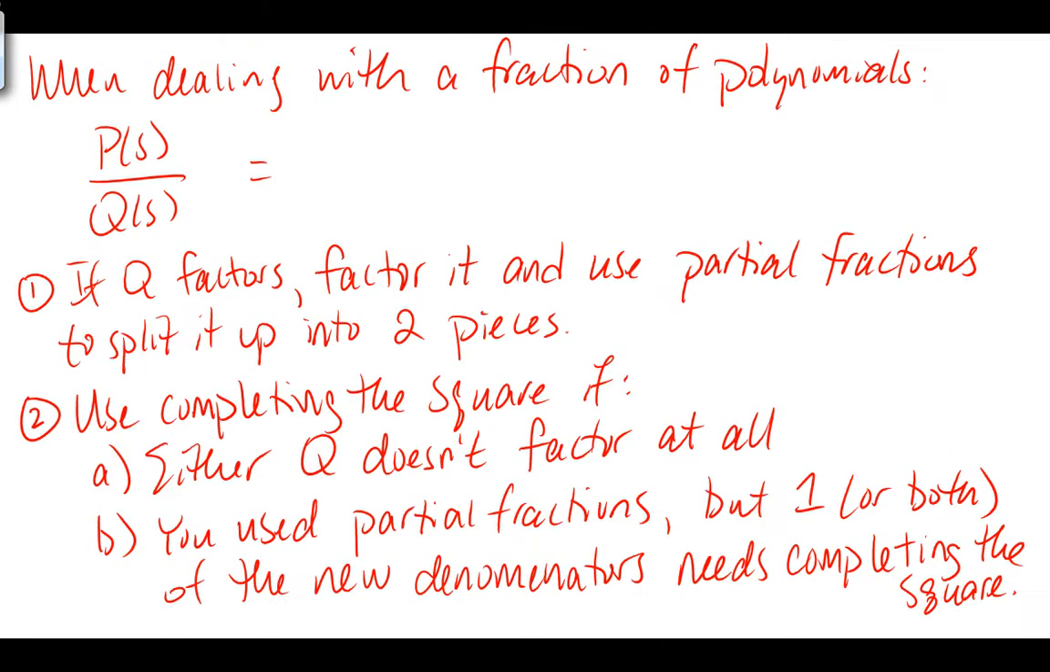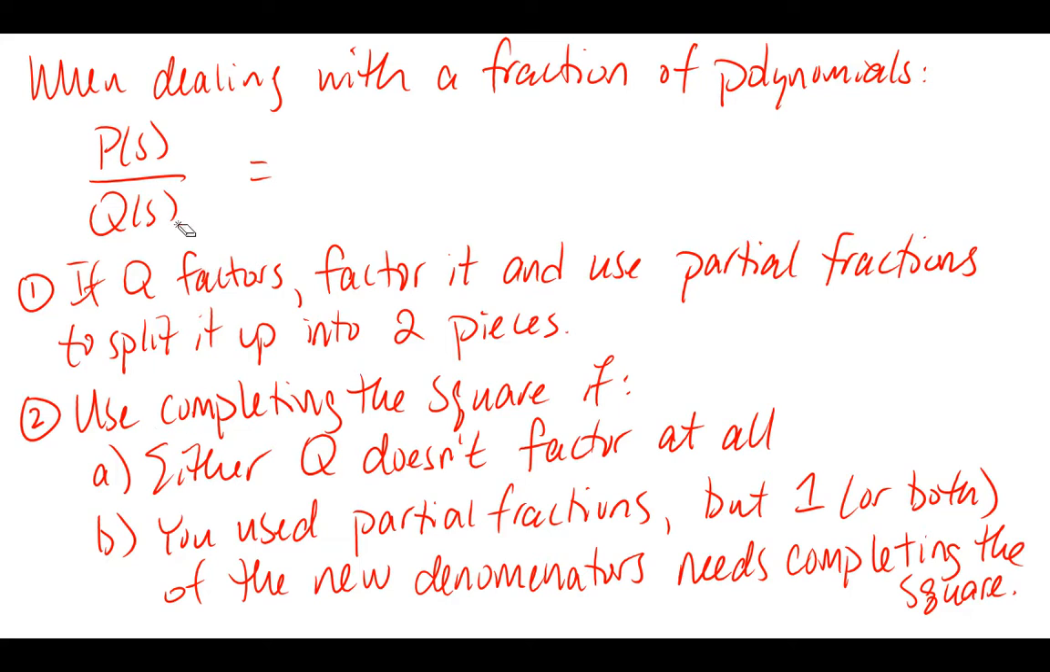So I finished with this sort of overview then, say, okay, so I start with some fraction, polynomial top, polynomial bottom. What do I do? First, second, third, and so on. So the first thing to do is if you can factor Q, do it. So if I can factor the bottom, factor it, and then split it with partial fractions. And if each of the two pieces that you end up with are things you can then work with and do the inverse of, you're done.